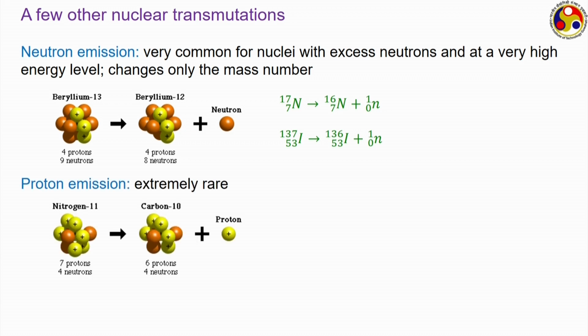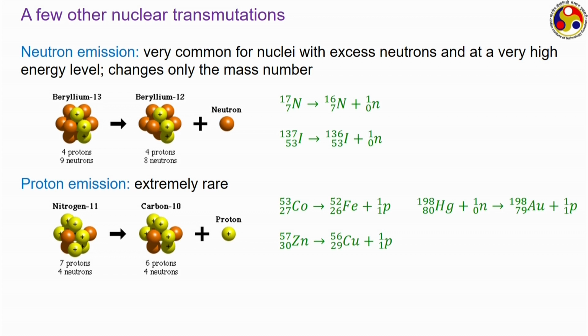In some very rare cases, we can also have proton emission, like in this example of nitrogen-11 ejecting one proton and getting converted to carbon-10. There are a couple of other examples which you can check out, and a very interesting one where we start with a mercury isotope and strike it with a neutron, and get gold-198 plus one proton. This was the dream of the alchemists, to produce gold from mercury, and by virtue of this transmutation which we can control nowadays, this is definitely possible.